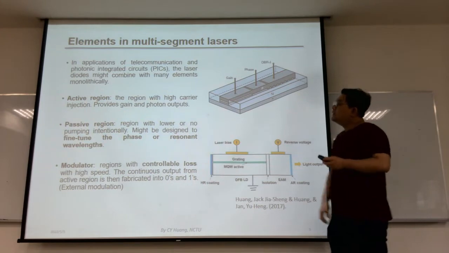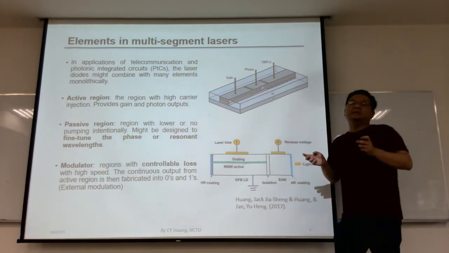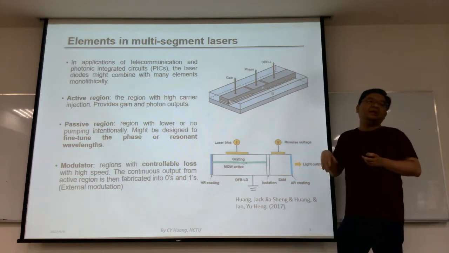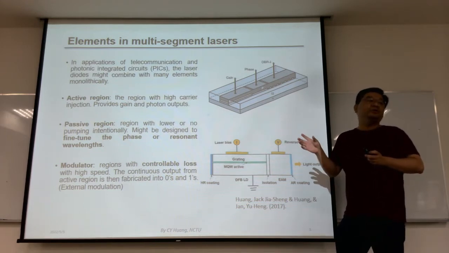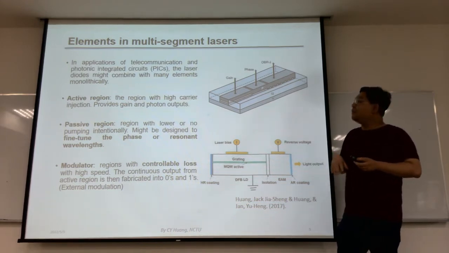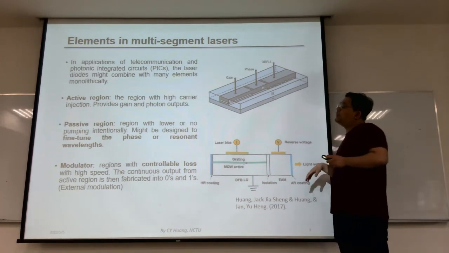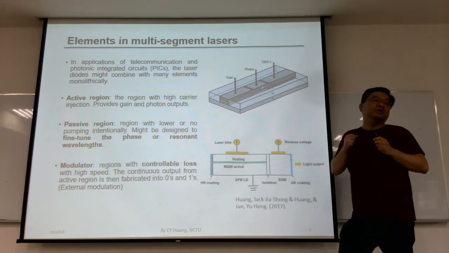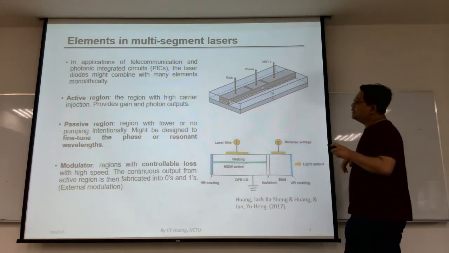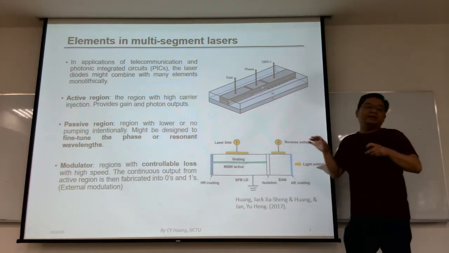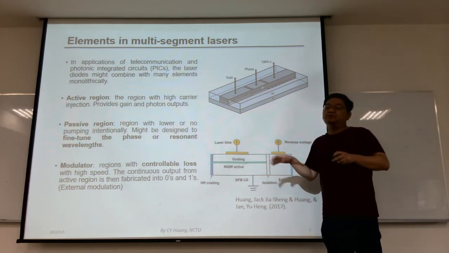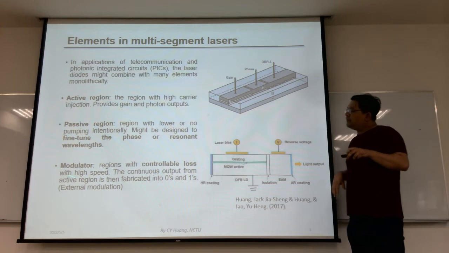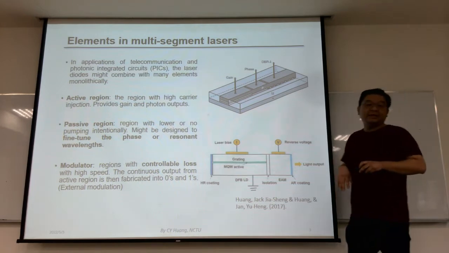So in lasers, there will be some part where the pumping level is intentionally lower or even no pumping. And we call that the passive region. Those with high pumping, just like the engine in a car, are the active region. But those with lower pumping or zero pumping are called the passive region. One example of the passive region is the modulator.